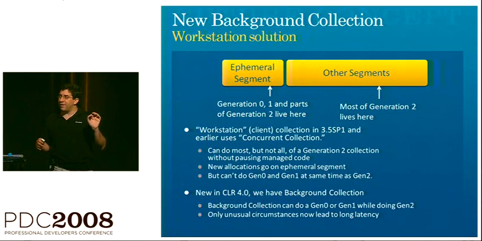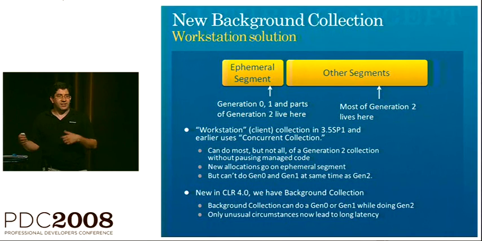The problem is when that ephemeral segment fills up, with our concurrent collection today, we can't do a Gen 0 or Gen 1. So if the ephemeral segment fills up while a Gen 2 is happening, and somebody allocates memory, which since it's managed code happens all the time, it pauses. And that's when you see that latency on the client.